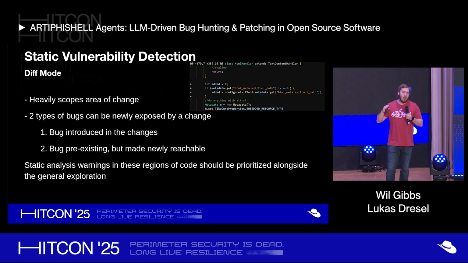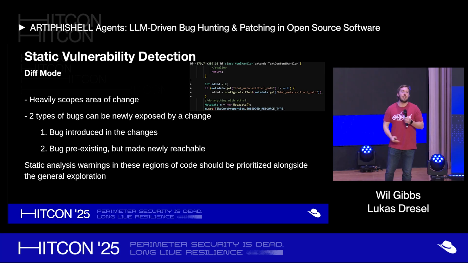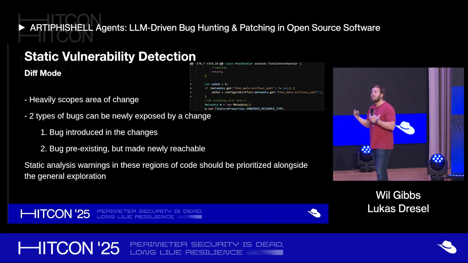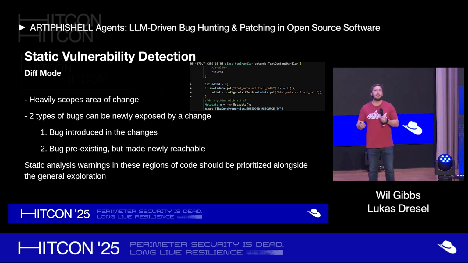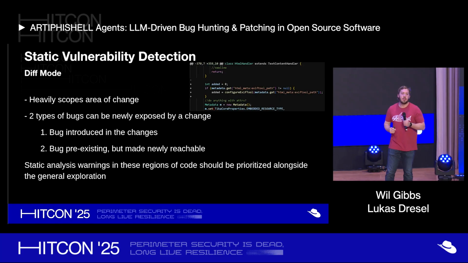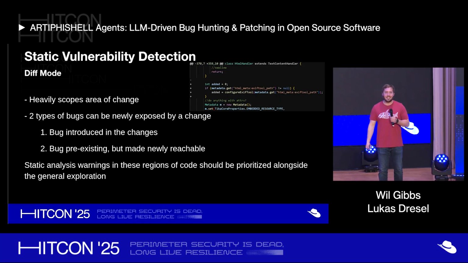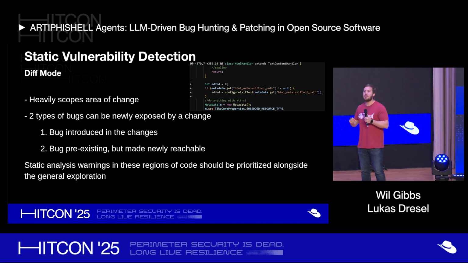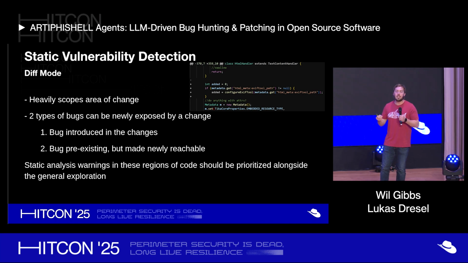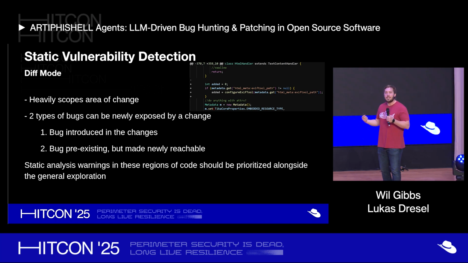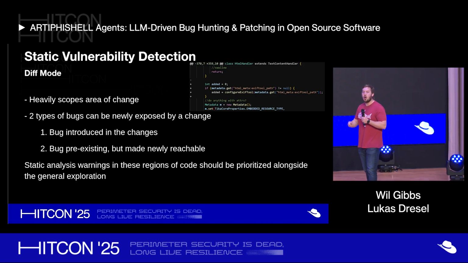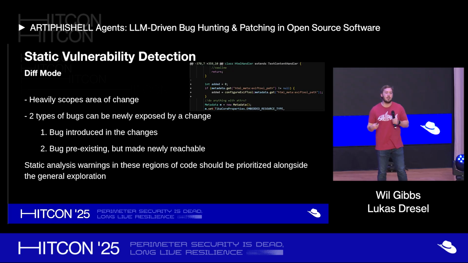Now, after full mode, we have diff mode, like Lucas was talking about, or delta mode. This heavily scopes the challenge for us. Instead of having to look at hundreds of thousands or millions of lines of code, we can now just look at a few. There are two types of bugs that will really exist here. One is bugs that are introduced by the diff itself, which is relatively findable and a much easier task than the full mode counterpart. The second are bugs that are uncovered by this new change. Bugs that were not reachable, but are now reachable due to the diff or due to the new feature that was implemented.